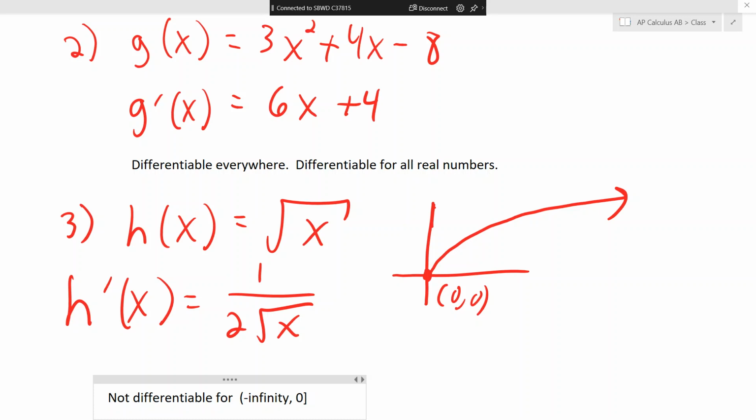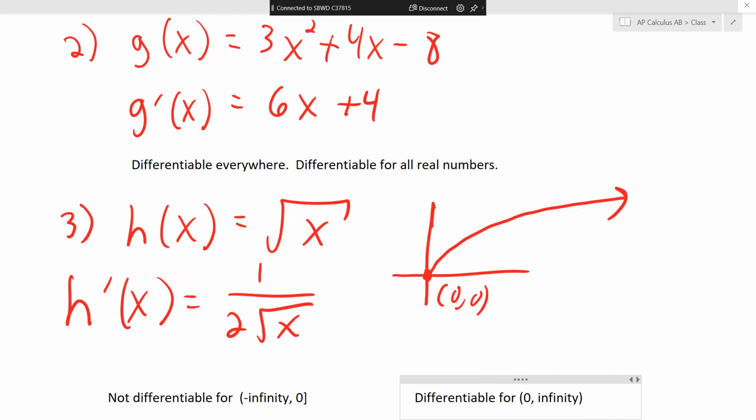Okay? If you wanted to write, so again, the question is where is it not differentiable? It's the same as the question where is it differentiable? The answer is just the opposite, or the complement of the set. So if you want to write that, you would write differentiable for parentheses 0 to infinity. Okay? So the question would be, where is it not differentiable, or where is it differentiable? Same idea. Just pick whichever set they're asking for.